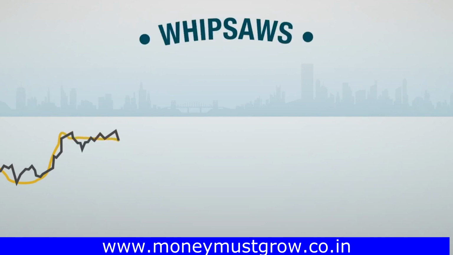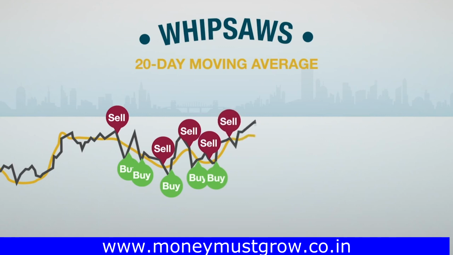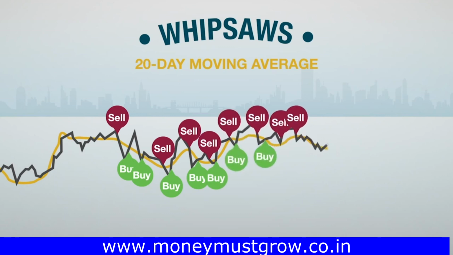A whipsaw is when the stock crosses over the moving average, giving one signal, and then reverses quickly, giving the opposite signal. A short-term time frame like 20 days usually shows more whipsaws, which is why some investors may prefer to use intermediate and long-term time frames.